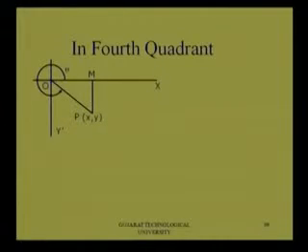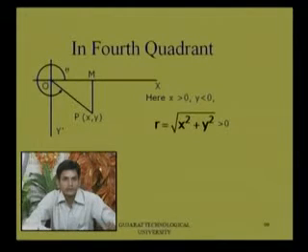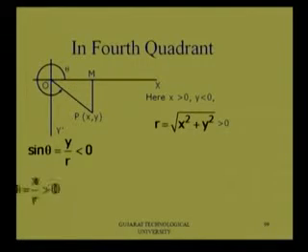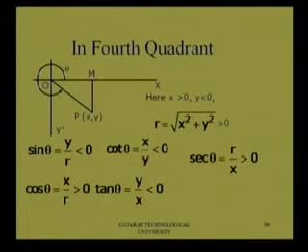In the fourth quadrant, x is greater than 0 and y is less than 0. And the radius, that is the hypotenuse, is root x square plus y square, which is greater than 0. So what do we mean by sin theta? Sin theta is y over r, y is less than 0. So sin theta is negative in the fourth quadrant. Cos theta is positive because cos theta is adjacent over hypotenuse, that is x over r, which is greater than 0. Tan theta is y over x as y is negative. So tan theta is negative. Cot theta is x over y, tan is 1 by cot, so it is also negative. Sec theta is r by x, it is positive because r and x both are greater than 0, and cosec theta is r by y, it is less than 0 as sin is negative.